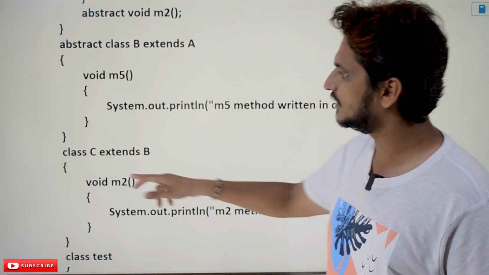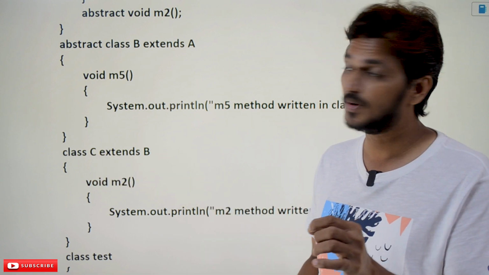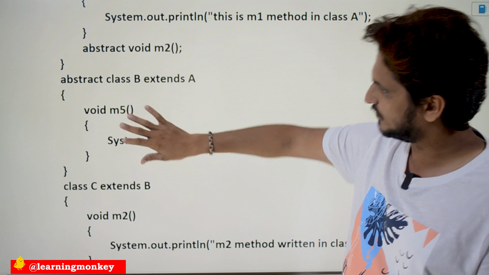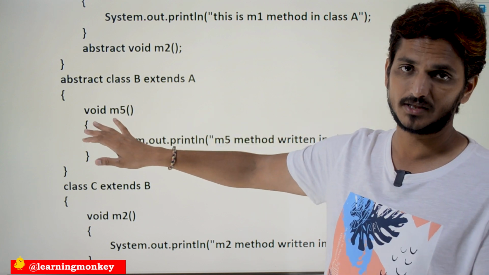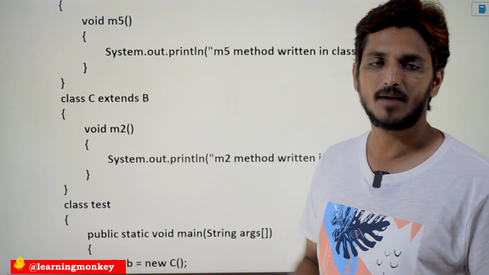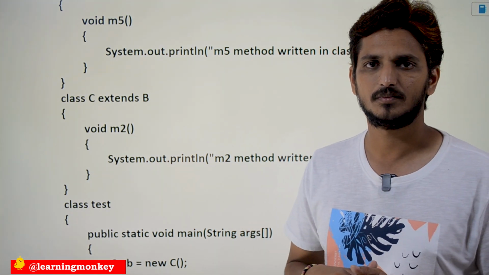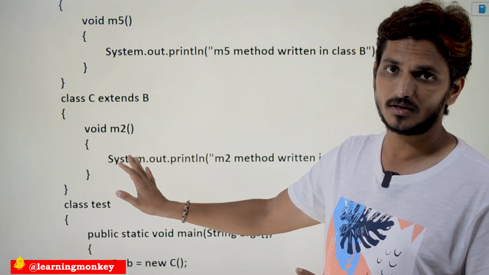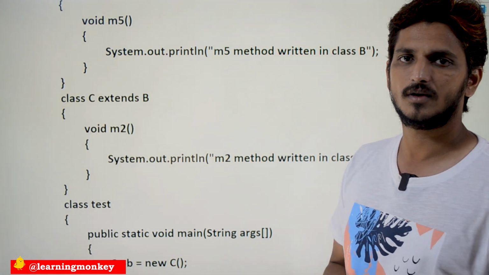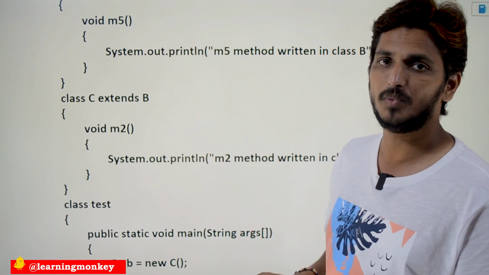Now take the continuation. Class C extends B. Now C has to implement all the abstract methods present in the above two levels. Suppose class B also has one more abstract method, M6, besides M2. So how many abstract methods does C have to implement? Two abstract methods: one is M6 and the other is M2. So definitely it has to implement them. If you don't want to, make it abstract. If you want to implement them here, all the abstract methods available in the above two hierarchies, you have to implement.